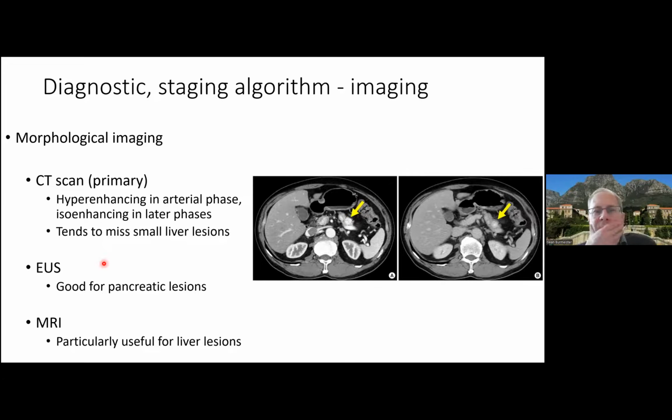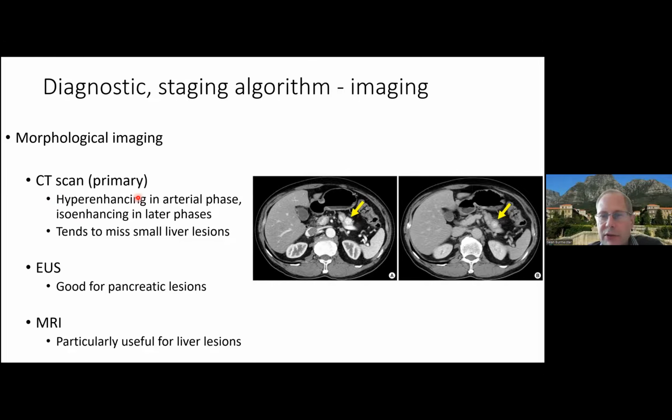Okay, moving on to imaging of these patients. As I indicated earlier, I divide imaging into morphological and functional, and you need to do both. Both are important in planning management, considering your various treatment options, and in providing a baseline for following these patients up subsequently. So the morphological imaging can be done by three modalities.